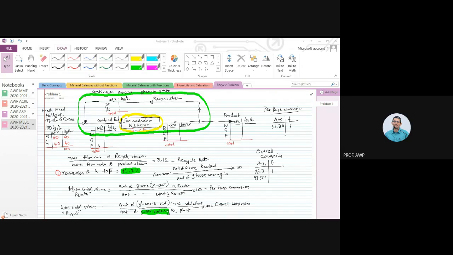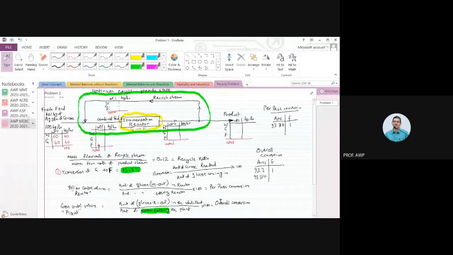Any answer, Ria? You started solving. Sir, I got stuck, so now I'm restarting. It's very confusing. Why do you think this problem is confusing? Sir, because of the recycle stream. From the combined feed, we're getting something back in the combined feed, and we have to add it and then reconvert it. There are too many numbers.